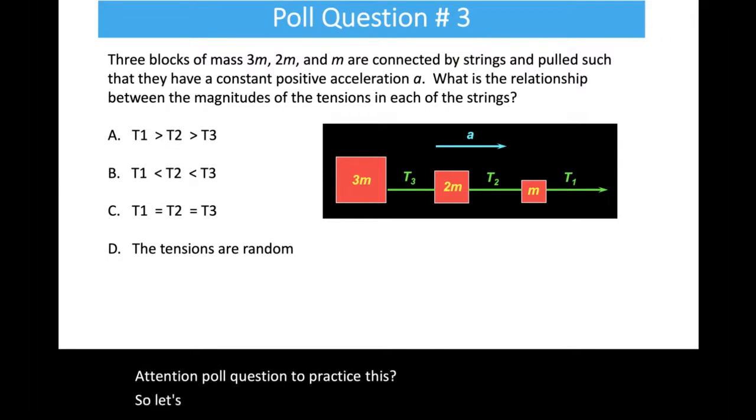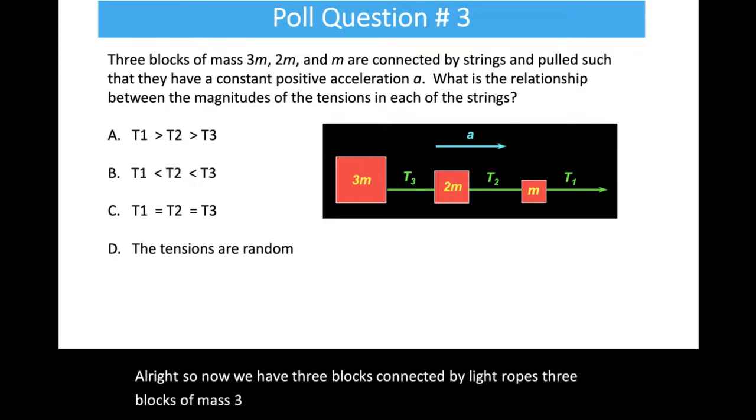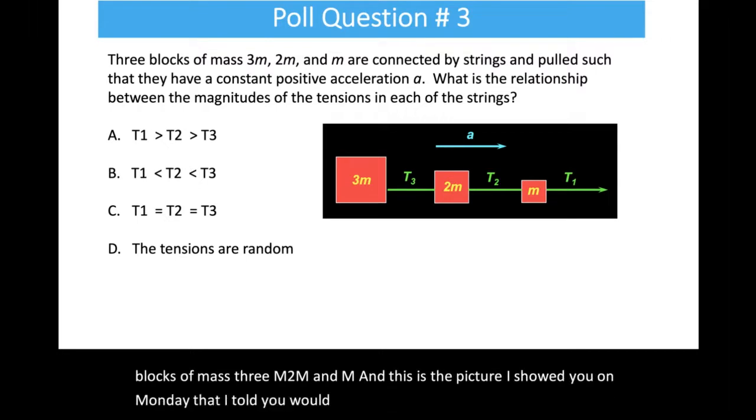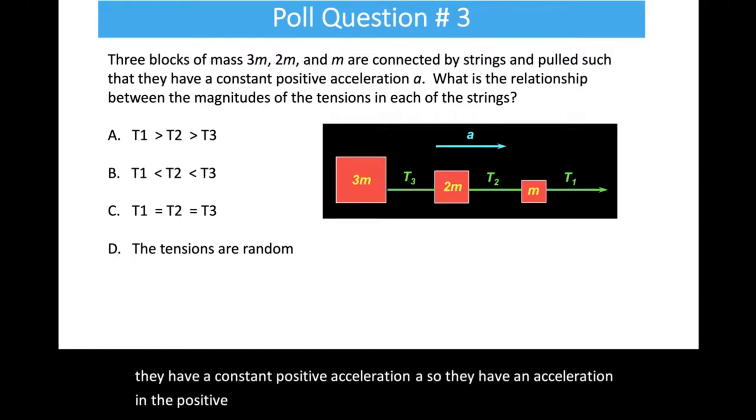So let's see, we've got 4 choices again. Okay, so we'll start this one going. All right, so now we have 3 blocks connected by light ropes, 3 blocks of mass 3m, 2m, and m. This is the picture I showed you on Monday that I told you would come back again. And they're pulled such that they have a constant positive acceleration a, so an acceleration in the positive direction, as drawn, towards the right.